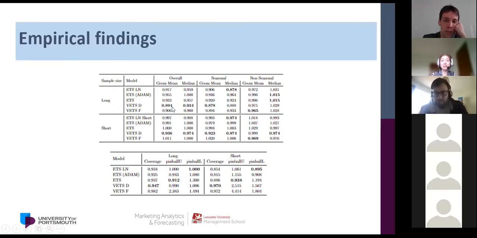So for example, here VETS-D with the long data, the geometric mean here we have 0.894. So that's in comparison with that base naive method. And it turns out that VETS-D performs better than that. So that's a better result.